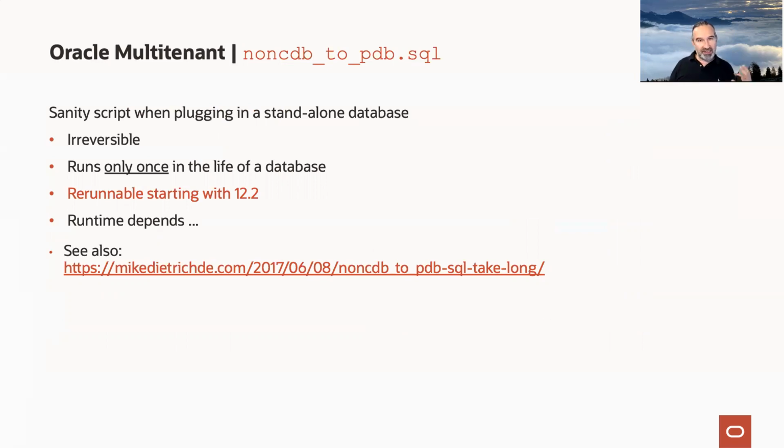Because our root container has like the super dictionary, and our PDB has only still a dictionary, but not a complete one anymore. This script is irreversible. When you start it, there's no PDB to non-CDB script available. It runs only once in the life of a database. So never again, because it was a non-CDB, now it's a PDB. Since 12.2, you can rerun it in case of failure. And the runtime depends a lot on how many objects you have in your dictionary. For instance, in Oracle EBS environments, we have seen runtimes with 19c around 3 to 4 hours. Be aware, this is downtime, okay?